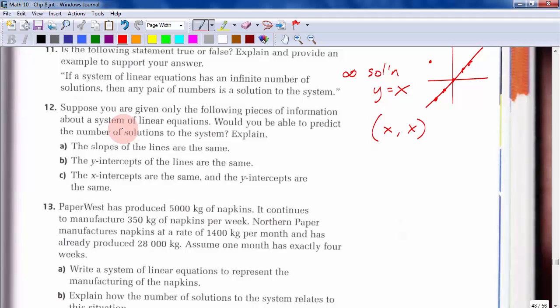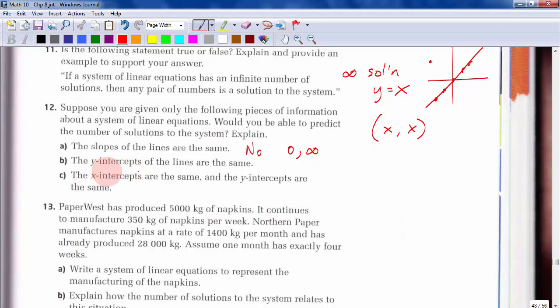Let's look at number 12. Suppose you are given only the following pieces of information about a system of linear equations. Would you be able to predict the number of solutions in the system? Okay, the slopes of the lines are the same. No, you cannot predict. But it's going to be 0 or infinity, because we don't know what the intercepts are. If they're the same, we have an infinite number of solutions. If they're different, we have no solution. We have no solutions because the lines are parallel.